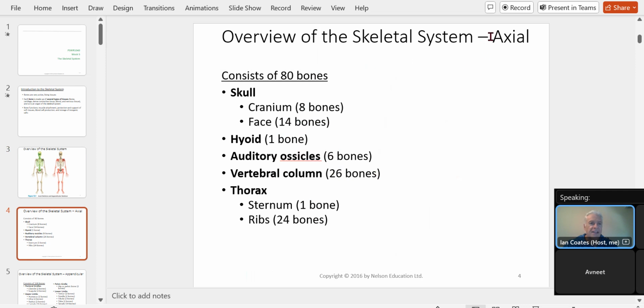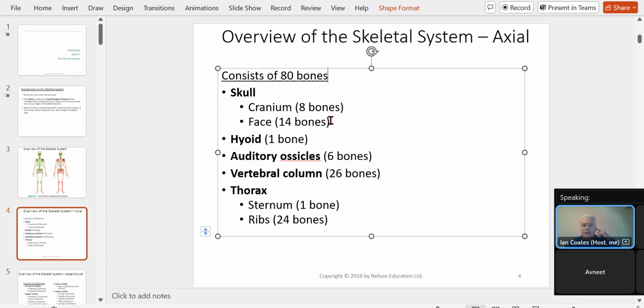The axial, that's where we're looking at right now. We're looking at about 80 bones: the skull, cranium, facial bones. Would you believe you have 14 bones in your face? You see these bones here, the zygomatic bone, maxilla, mandible. The mandible is not attached, right? But all these other bones are attached, and we'll show you how they're attached. It's quite odd when you're talking about the flat bones of the head.